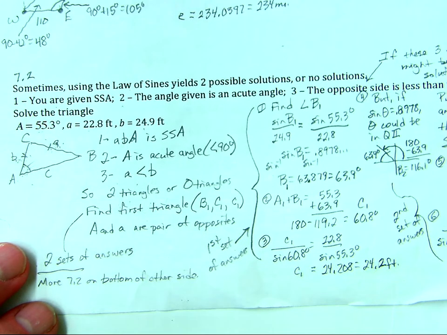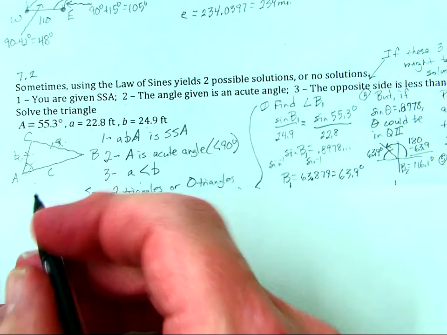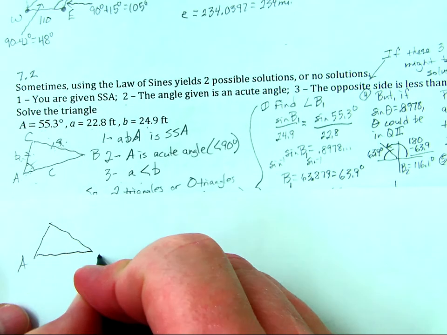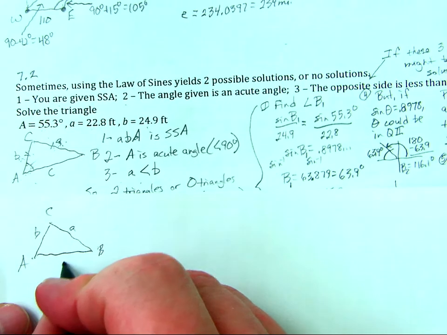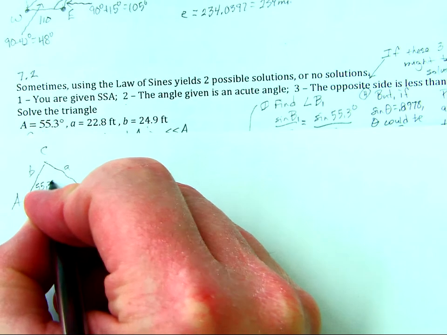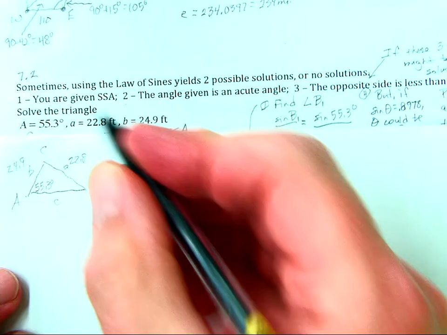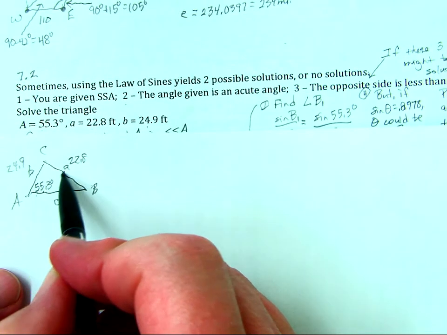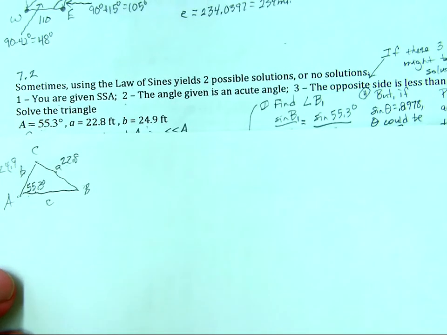Okay, so if we're working that problem out, if I draw the picture again, you have to make sure the sides go right. Opposite angle A is side a, opposite angle B is side b, opposite angle C is side c. Here they told us angle A was 55.3, side a is 22.8 and side b is 24.9. Again, we were given side-angle. Our angle is acute, and the opposite side, 22.8, is smaller than the other side, 24.9. So this might have two solutions.